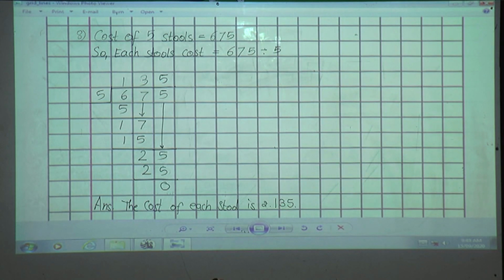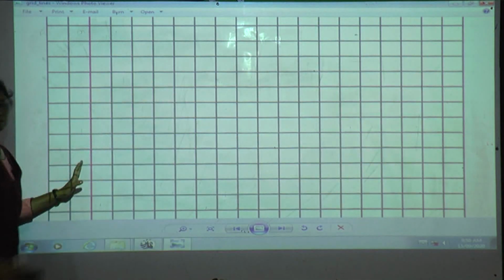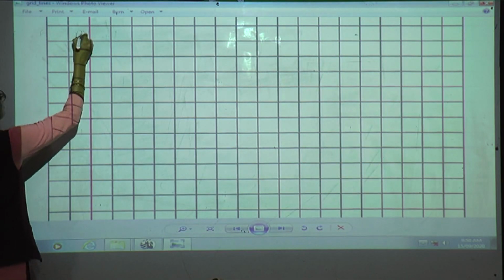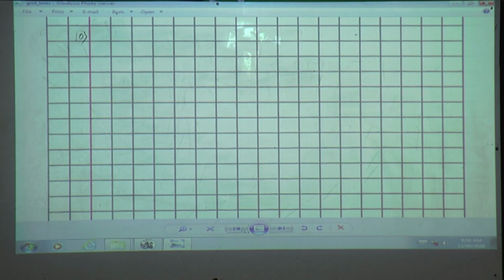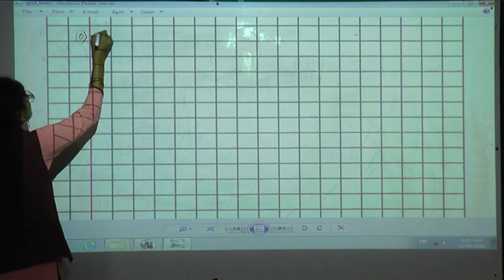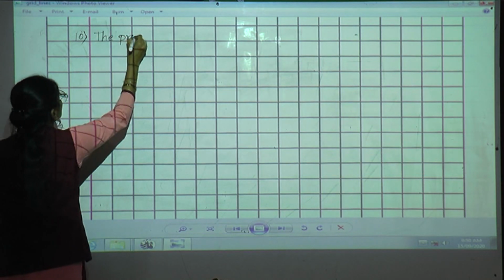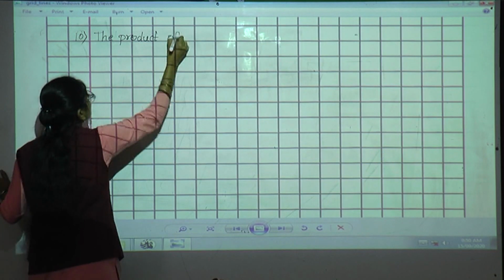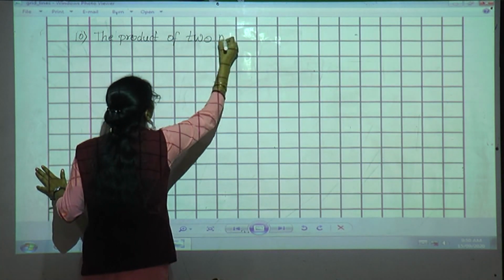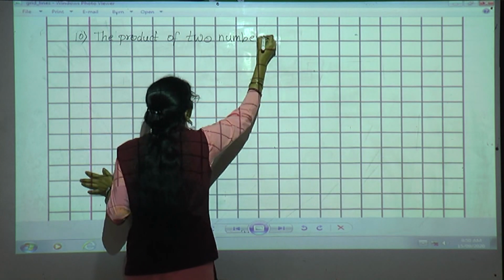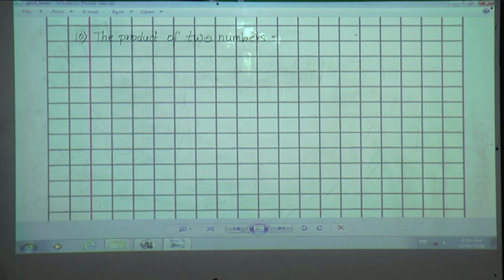Okay. Now we will take one more example, that is, the product of two numbers is 565. I will rub this first. Now we will take the 10th example. See the question. What is the question? The product of two numbers is 565. So here we will write the product of two numbers is equal to 565.